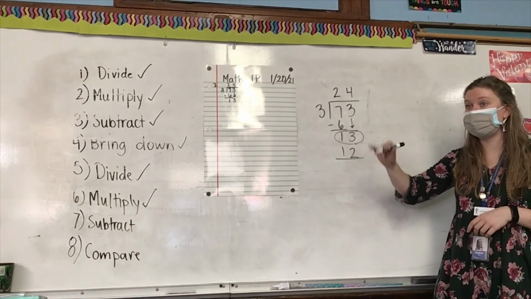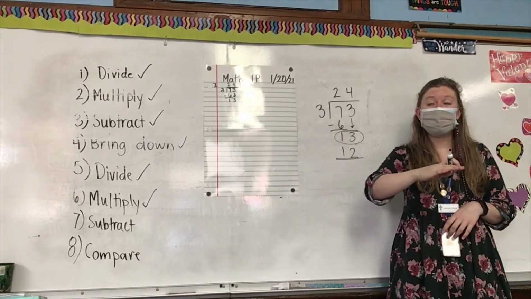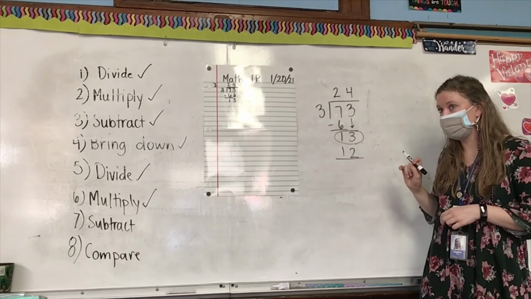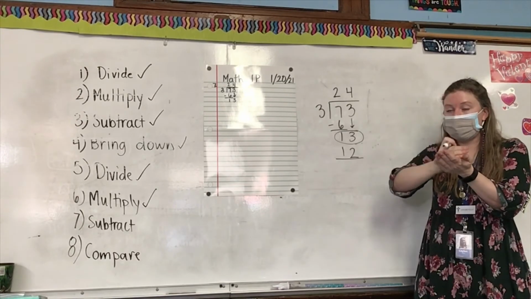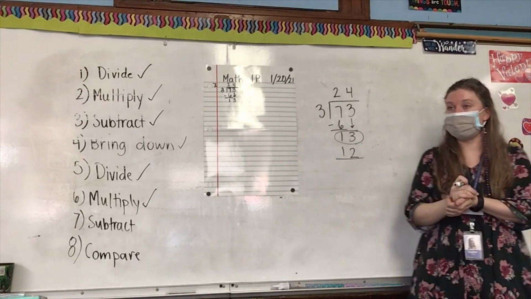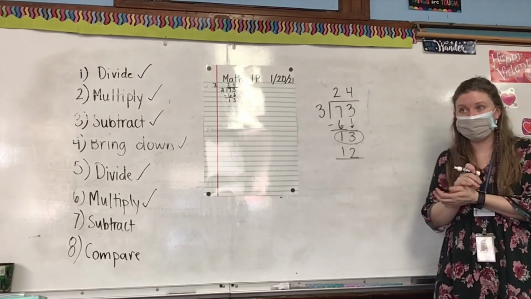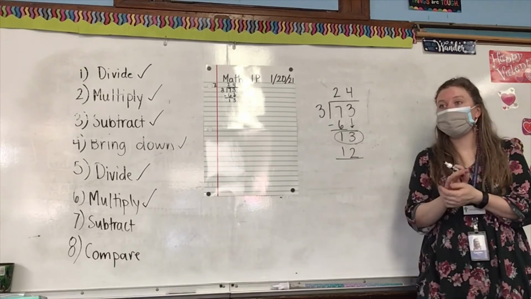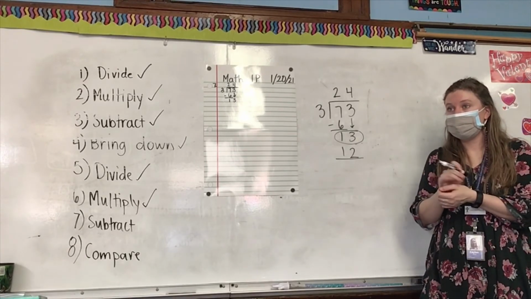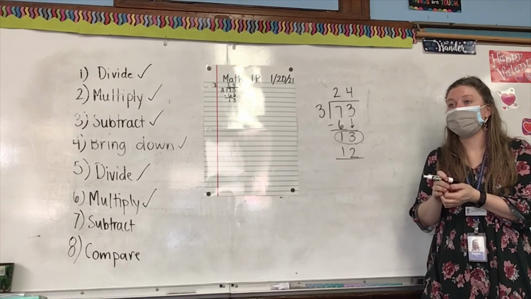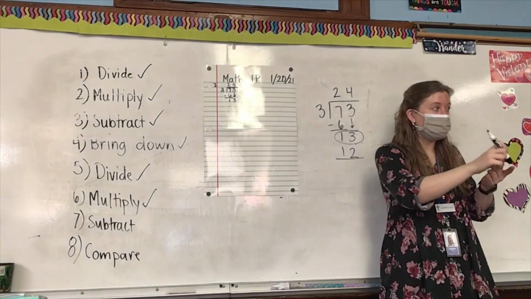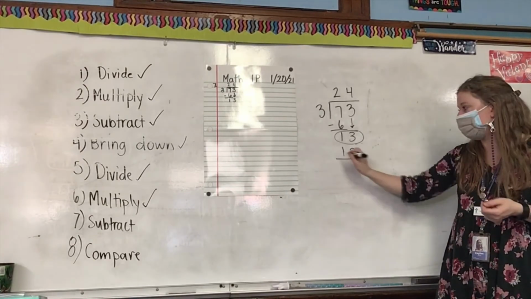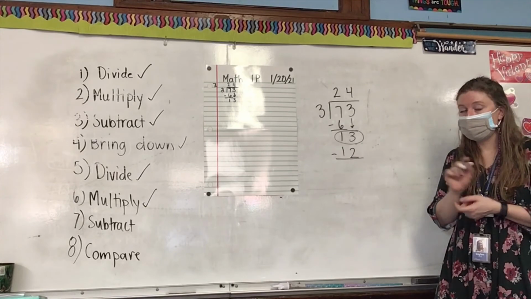Because if we subtract our new dividend from the multiplication answer, that means we'd be saying 12 minus 13. Remember, we subtract the smaller number from the larger number. So we're subtracting what from what? We're subtracting the multiplication answer from our new dividend. Good. So we're subtracting the answer to our multiplication problem from our new dividend. So we're doing what subtraction problem? 13 minus 12.